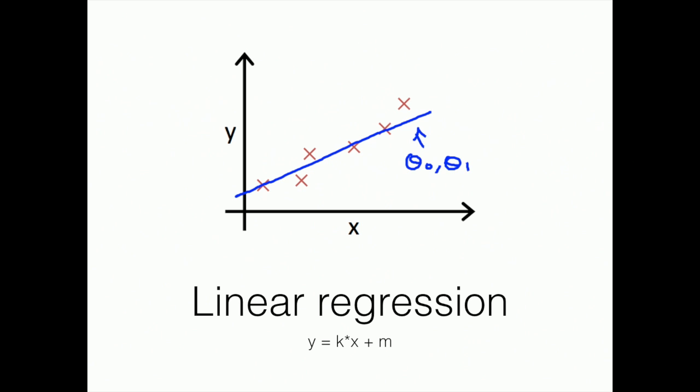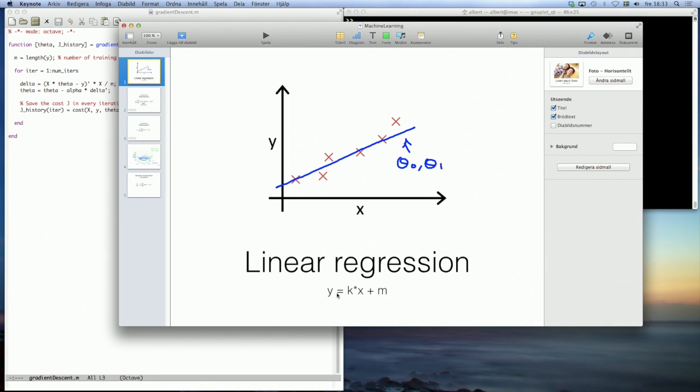Linear regression, I have a straight line. Okay, here. The normal line equation looks something like this. This is the intercept term where the line crosses the y-axis, and k defines the slope of the line. So instead of m and k, we can call them theta 0 and theta 1 and put them in a vector.